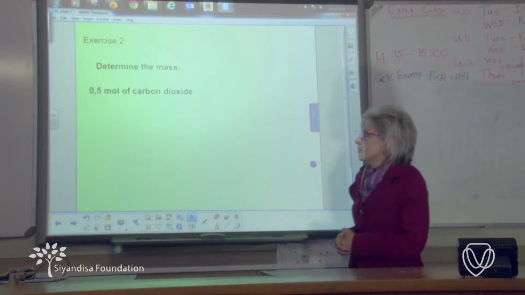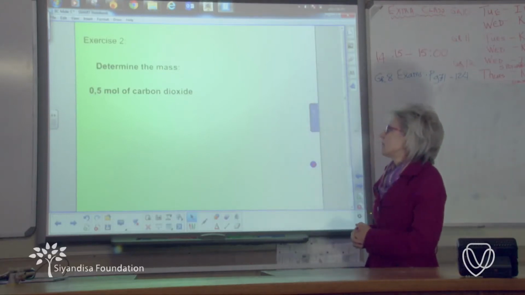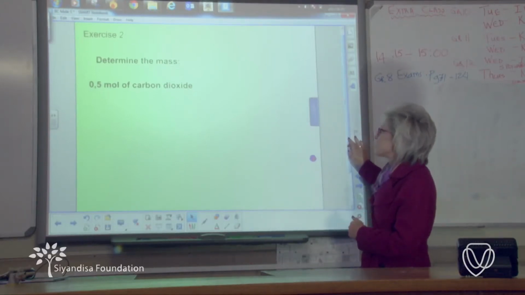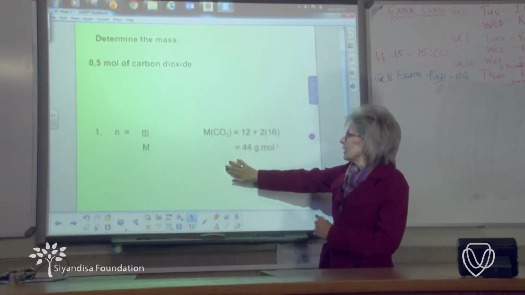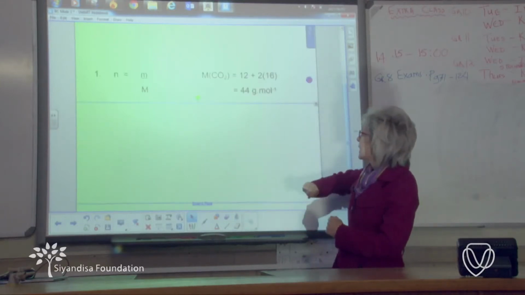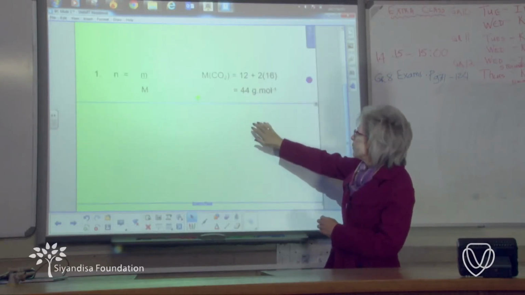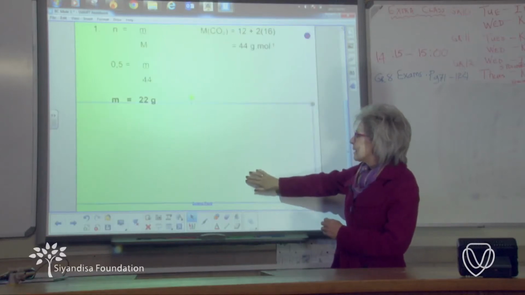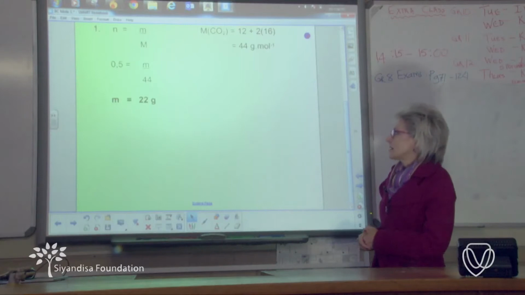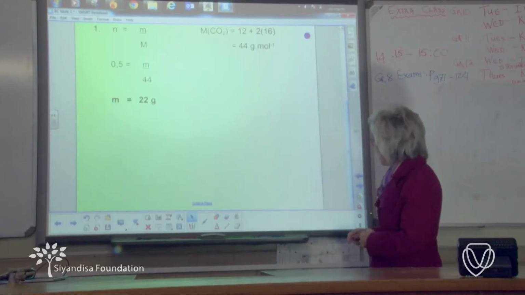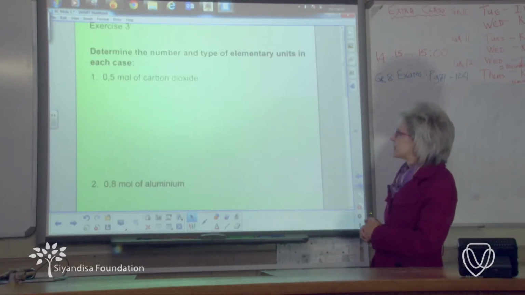If they ask for the mass and the number of moles being given, it's just a change around of the formula. So we've got still n is m over M, the molar mass for carbon dioxide being 44 gram per mole. And when we substitute it, 0.5 mole, molar mass 44, we get 22 gram. As you can see, very basic still.